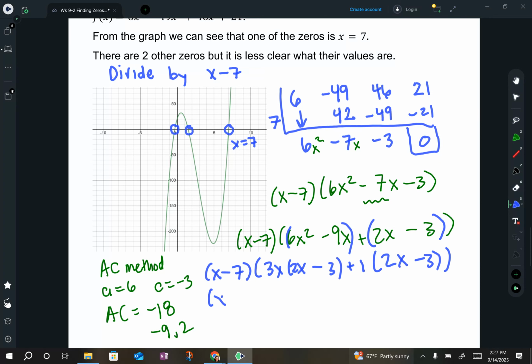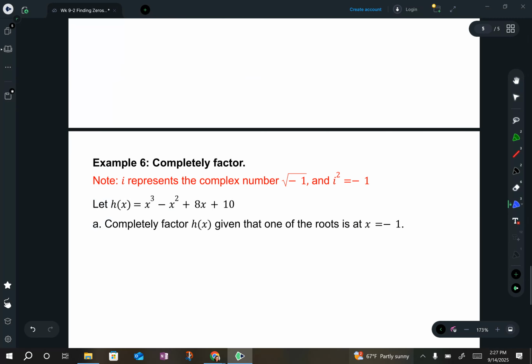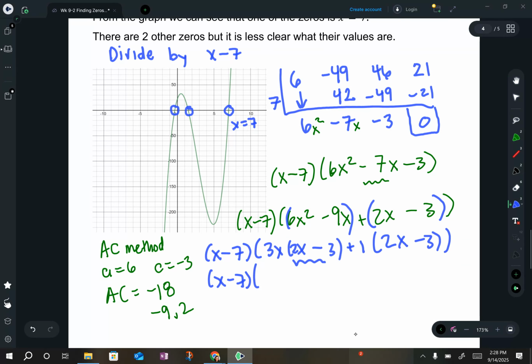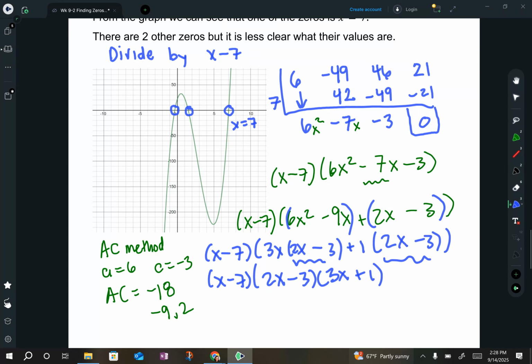And now we have this x minus 7 still coming along for the ride. We can factor 2x minus 3 out of each of these. Oh my goodness, what happened? I bumped something. We can factor 2x minus 3 out of both of these. And that leaves behind 3x from the first term plus 1 from the second term. So now we're completely factored.